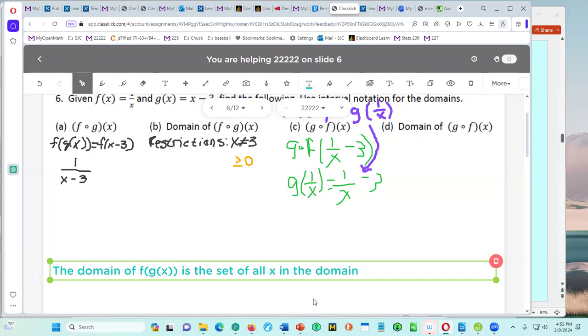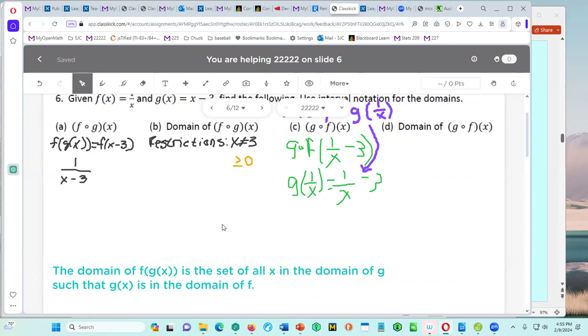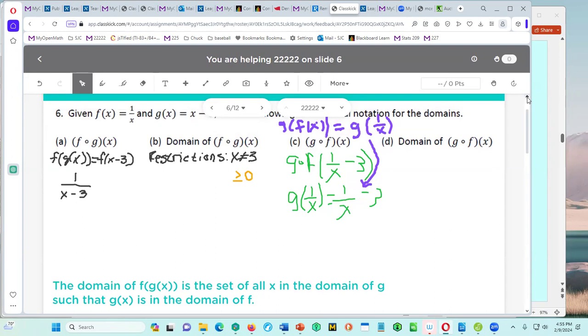The domain of f composed with g of x is the set of all x in the domain of g such that g of x is in the domain of f. Domain of f. Okay. So let's take this first part: the set of all x in the domain of g. What is the set of all x in the domain of g, Jackson?